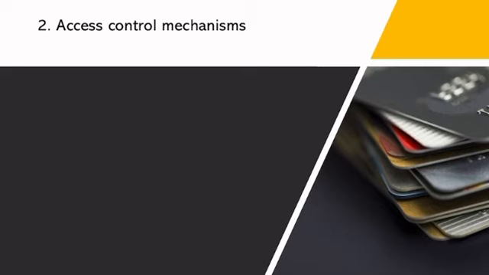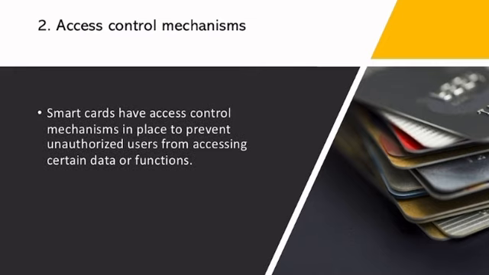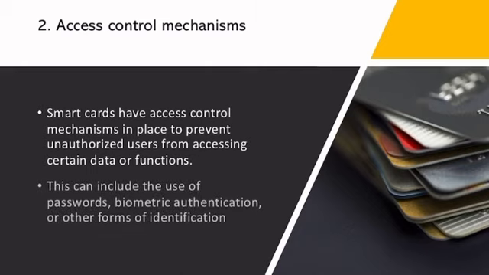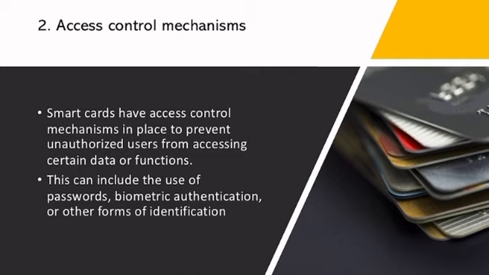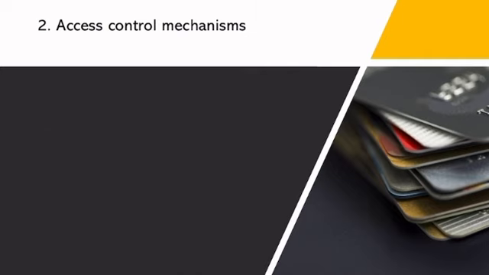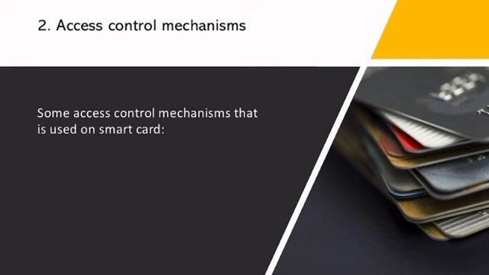And the second thing in the data security topic is access control mechanisms. Smart cards have access control mechanisms in place to prevent unauthorized users from accessing certain data or functions. This can include the use of passwords, biometric authentication, or other forms of identification. Some access control mechanisms used on smart cards.